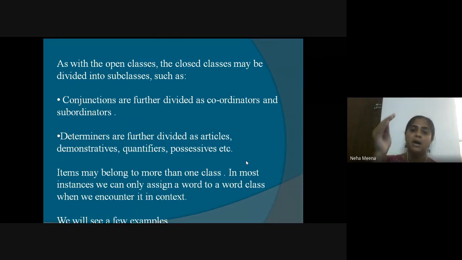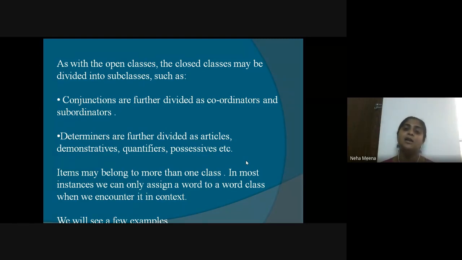But when we talk about divisions, for example determiners, then determiners are of various kinds. We'll talk further about how these subdivisions come into action, and how the functionality and the semantic implications differ accordingly. As with the open classes, the closed classes may be divided into subclasses, such as conjunctions, which are further divided into coordinators and subordinators. As we discussed in our previous class, conjunctions can be of two types: coordinators and subordinators.